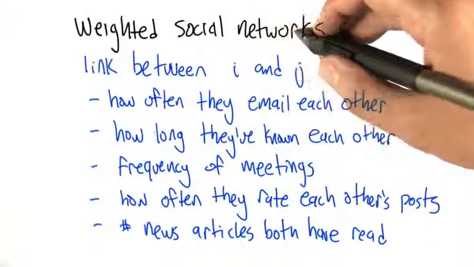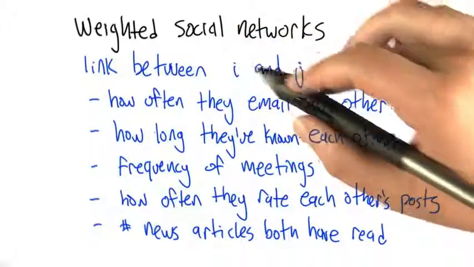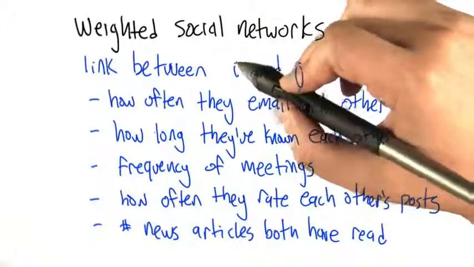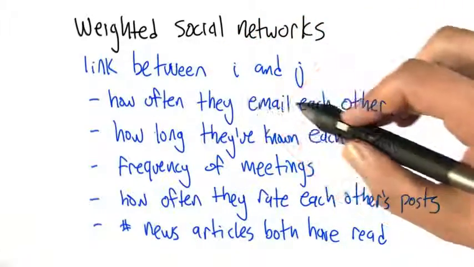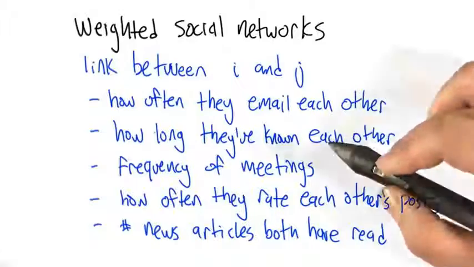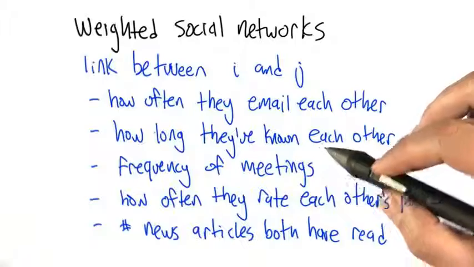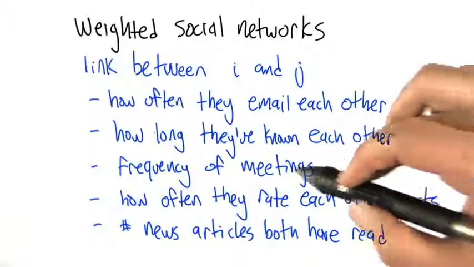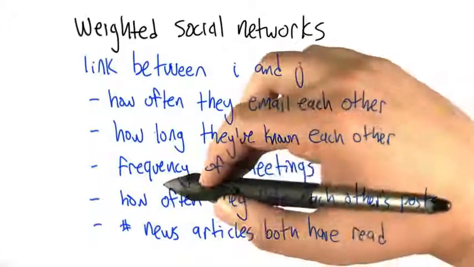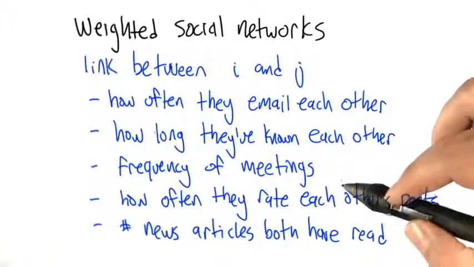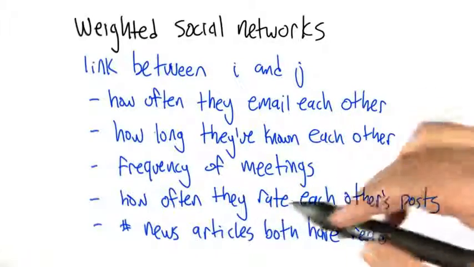We wouldn't really need to be studying weighted social networks just for comic book characters, but there's lots of other natural measures of the strength of a connection between a person I and a person J. You could imagine saying they're more strongly connected as a function of how often they email each other, or maybe how many years they've known each other, the frequency with which they meet in a given week, how often they rate each other's posts on some kind of social networking site, maybe the number of news articles both have read, and you can imagine lots more examples like these. So this notion of having a weight in a social network is actually a pretty important and relevant concept.